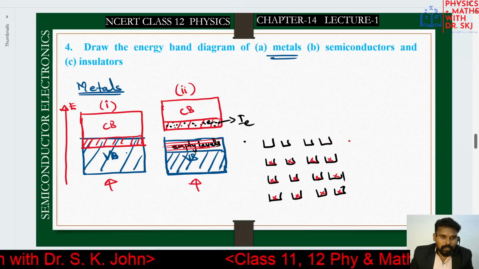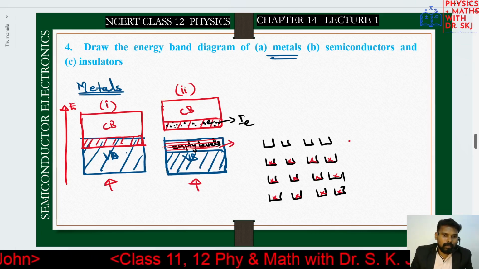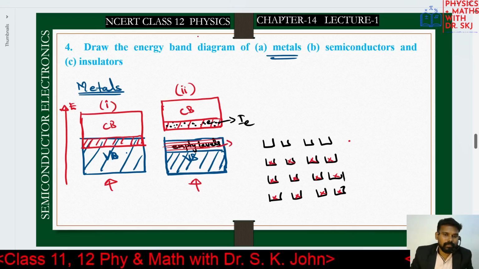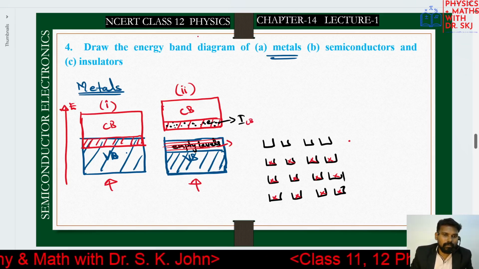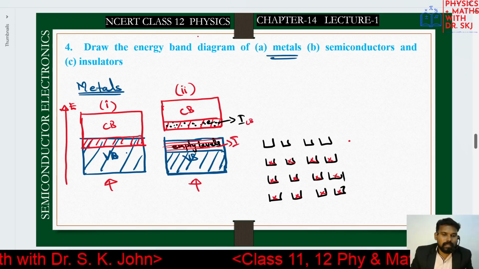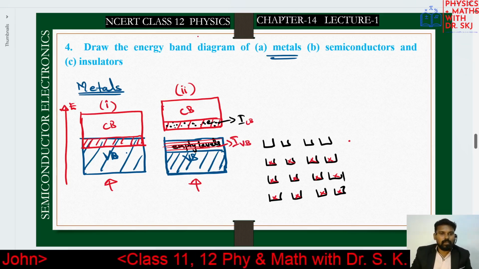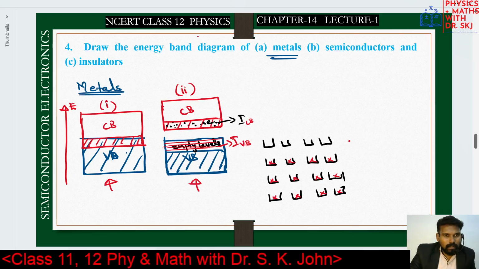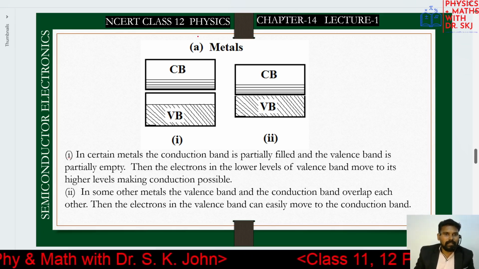So this produces the conduction, and the free electrons also produce the conduction. So this corresponds to the conduction band, the current due to the movement of electrons in the conduction band, and this is the current due to the movement of electrons in the valence band. So these are the two cases in the case of metals. And so how to answer the question? You can write these sentences.